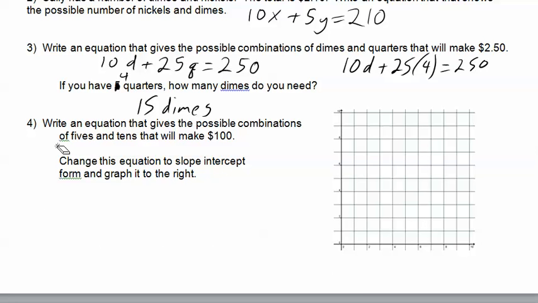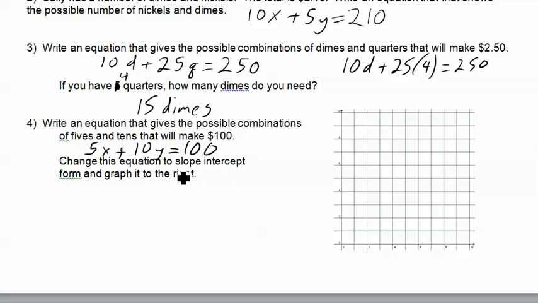Alright, all the possible combinations of 5s and 10s that'll make 100. This is the same thing. So 5s are worth $5. And 10s are worth $10. And all together they need to equal $100.